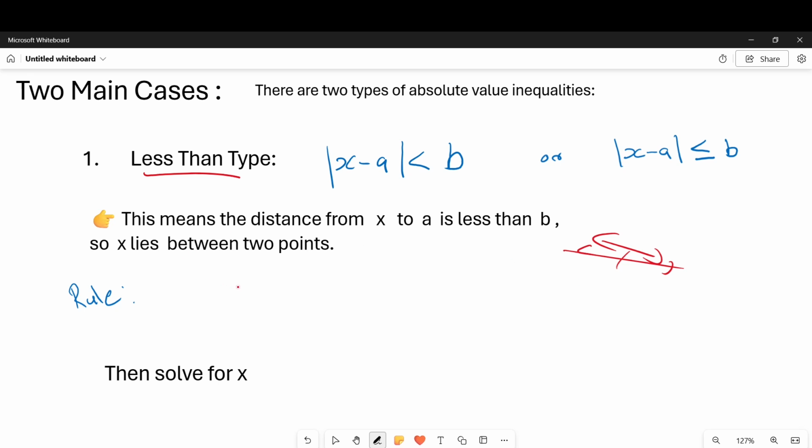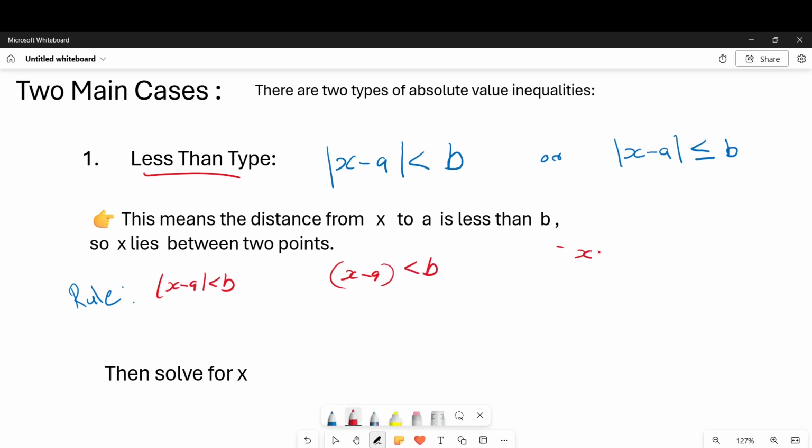The rule we apply here is that we just solve for x. So we open the absolute value and solve for x. We already know this. We consider two cases, and we solve for x. In this case, we have the absolute value of x minus a less than b. Opening the absolute value, we have two cases: x minus a less than b, and x minus a greater than minus b.